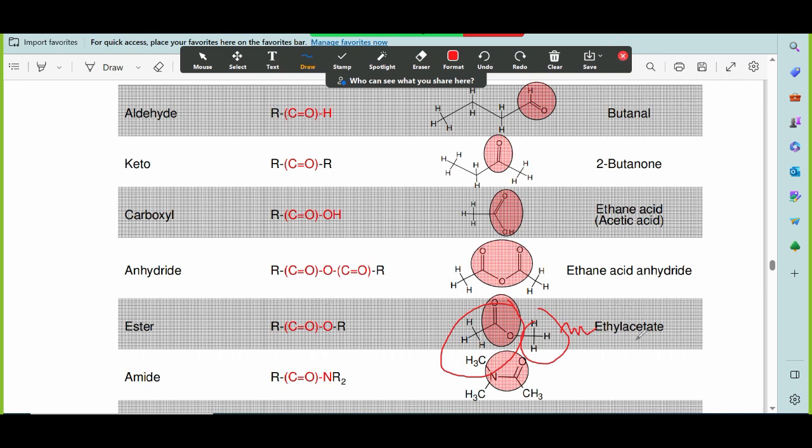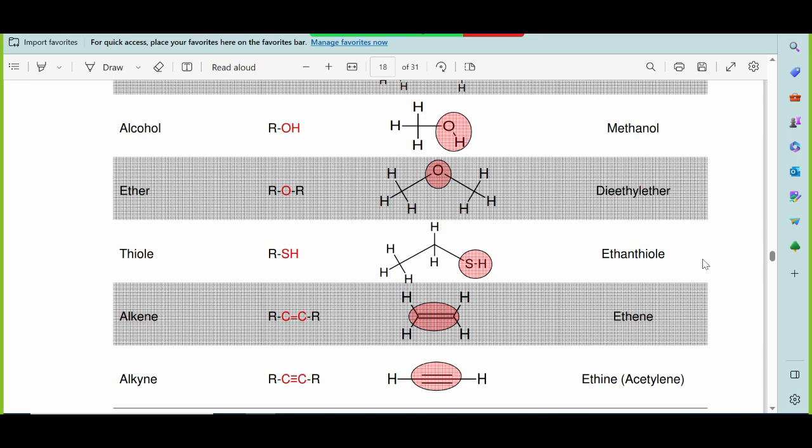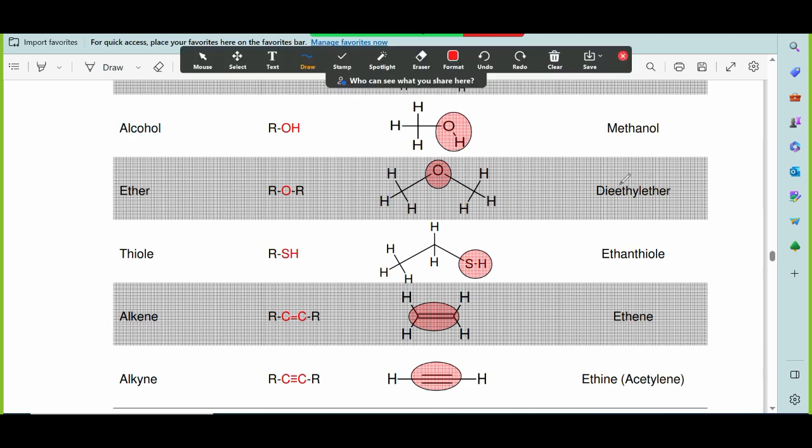And this is how you name an ester. So the end is -ate. Okay, here also, this is a dimethyl ether because this is a methyl. This is a methyl, and it's two methyls, so you say dimethyl ether because of this structure.